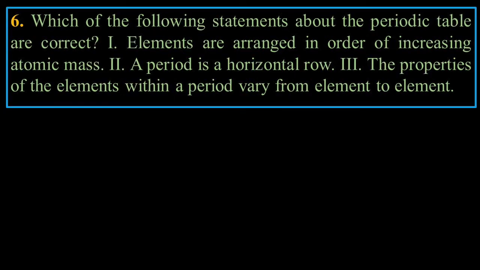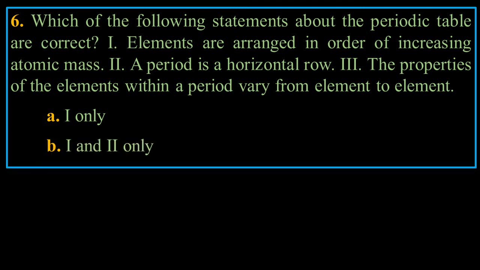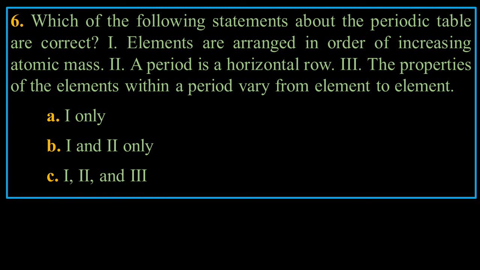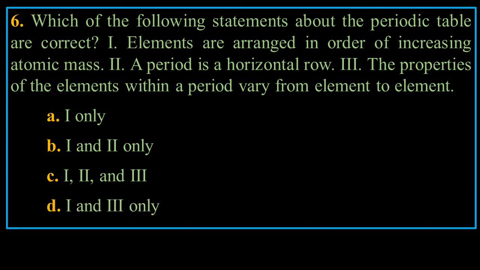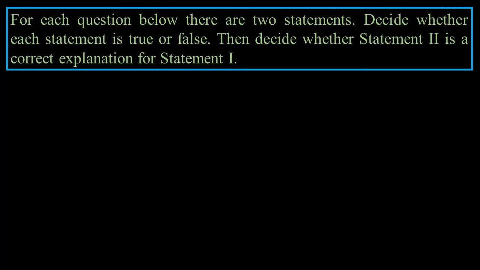Which of the following statements about the periodic table are correct? 1. Elements are arranged in order of increasing atomic mass. 2. A period is a horizontal row. 3. The properties of the elements within a period vary from element to element. Okay. Which ones are true? The options are: 1 only, 1 and 2 only, 1, 2, and 3, 1 and 3, or 2 and 3. And the answer is 2 and 3.